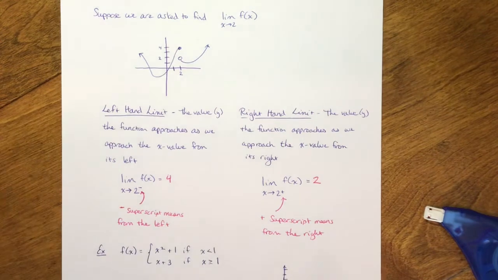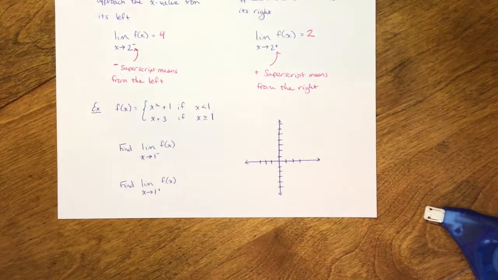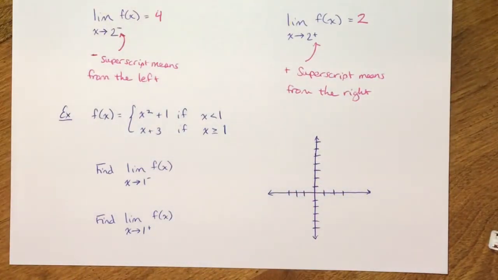Okay, let's look at an example here. Suppose that we are given this piecewise function and we're asked to find the left-hand limit and the right-hand limit. We'll talk about some other ways to do this in 11.2, but right now in 11.1, we're trying to find these limits by using a graph. So let's start by graphing it.